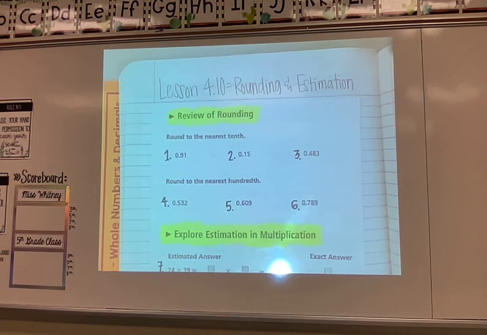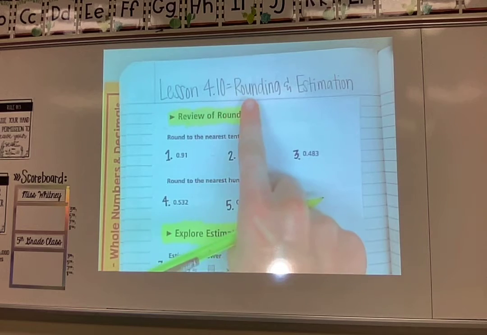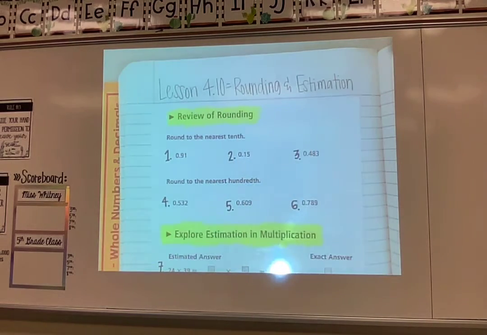Hi, fifth grade. Today's math lesson is lesson 4.10, and it is over rounding and estimating with decimals. We have already talked about how to round decimals whenever we are adding and subtracting them back in Unit 2. That was our focus. But we probably better review our rounding skills first because we have to use those rounding skills in order to do our estimation. So first, let's review our rounding skills.